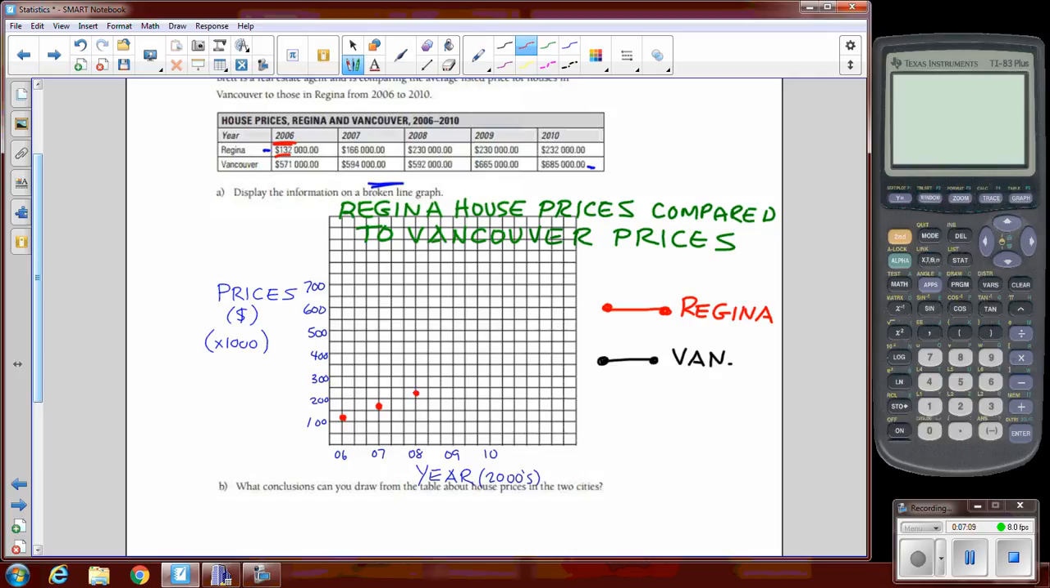And we keep plotting these points as we go across. 2009, we're steady at 230,000. So 2009, we would show no increase in the house price. And then 2010, 232,000, slightly higher, not too much, so a little bit there. And now we could connect these points saying here's the graph, it goes up, it flattened out, and then it kind of went across. So now pause the video and put on the points for Vancouver and connect the dots. So pause your video and plot Vancouver's points.